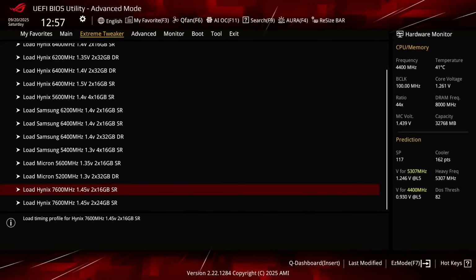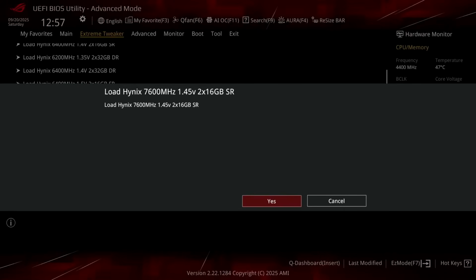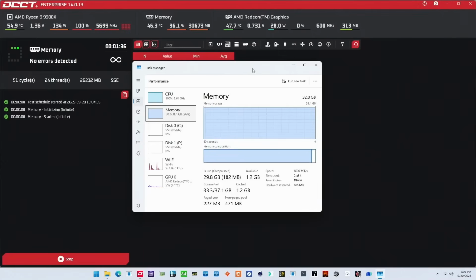Since we're interested in simply adjusting the memory timings, we can try the Hynix 7600 MHz 1.45 volt 2x16GB single rank preset. The Hynix 7600 memory preset turned out not to be super stable, as it would throw errors in OCCT memory stress test almost instantly. An error has been detected.